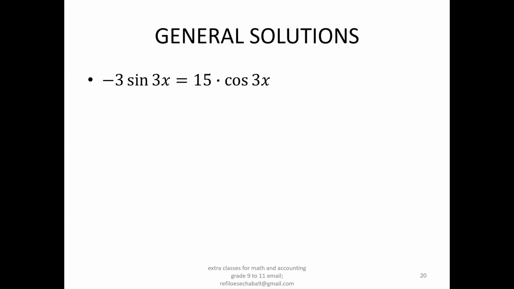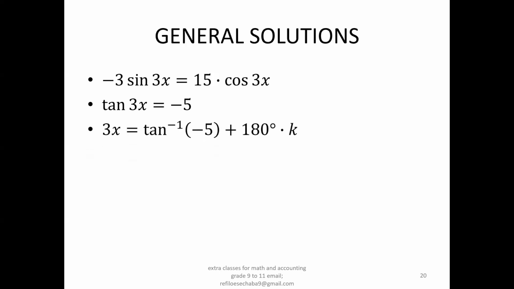I hope you're done. I'm done. Okay. You divided both sides by 3, right? And you divided both sides by cos 3x as well. Am I right? Yes. And when you find the inverse tan of negative 5, what did you get? 8,69. What did you get?